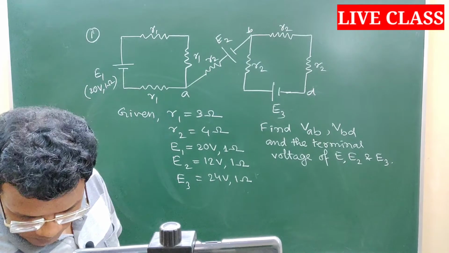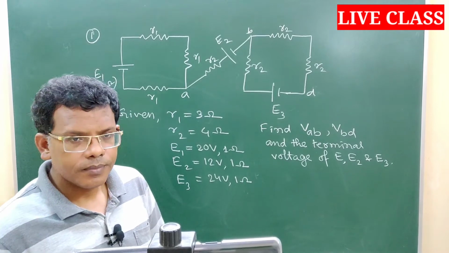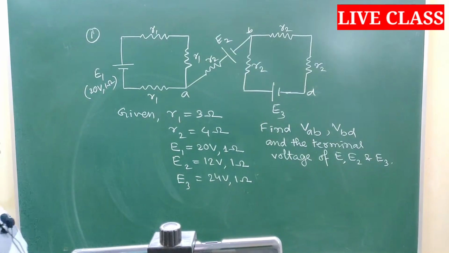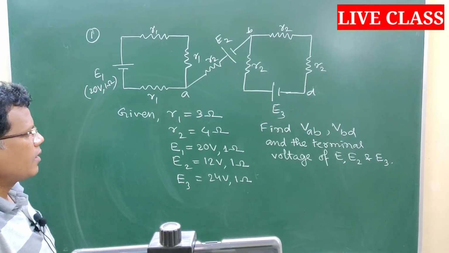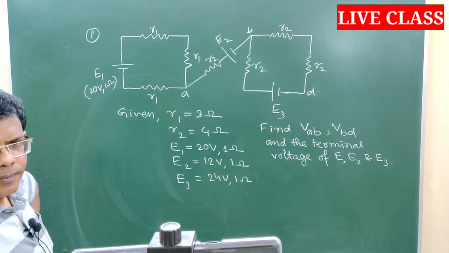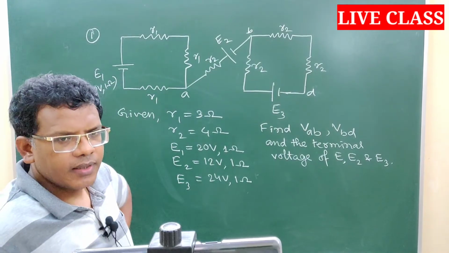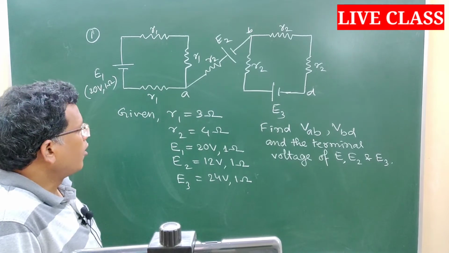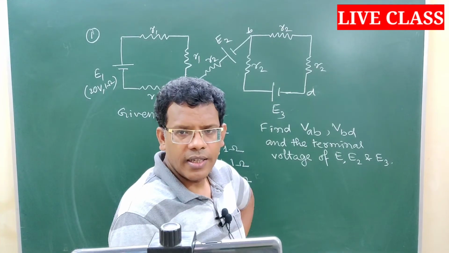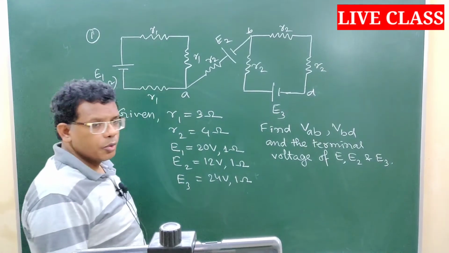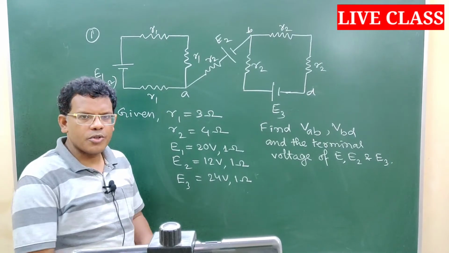Yes, Sriram, what will be the answer? Out of the three batteries given here, do you think that current can be drawn from all three? Sriram and Prathamesh, do you think current can be drawn from all three batteries given here in the circuit? Current cannot be drawn from E2. According to the diagram, current cannot be drawn from E2.